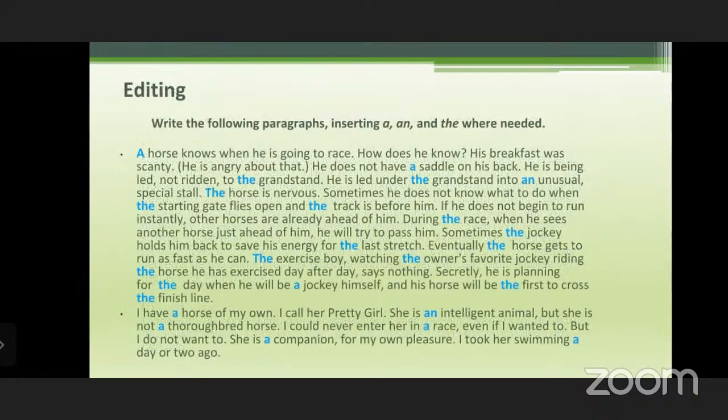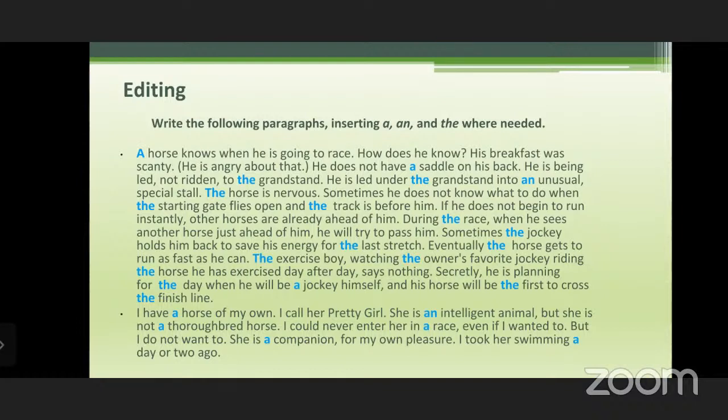So the word horse is used for the first time in the first paragraph. So you have to pronounce horse, its sound. It's a purely consonantal sound. So you have to use the article a. A horse knows when he's going to race. How does he know? His breakfast was scanty. He's angry about that. He does not have a dash saddle on his back. So saddle is nothing but a seat for a rider placed on the back of a horse.